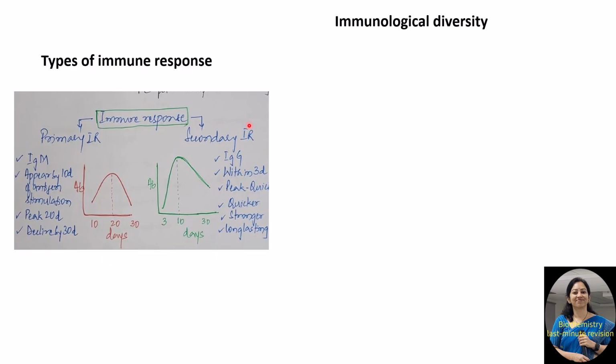Coming to the secondary immune response, this is under the influence of immunoglobulin G. It is characterized by a quicker, faster and stronger immune response. Quicker in the sense that the immunoglobulin defense mechanism comes into the picture as early as 3 days. The peak is attained faster, at 10 days, and it is stronger. It stays in the circulation for a longer period of time. This is about the primary and secondary immune response.